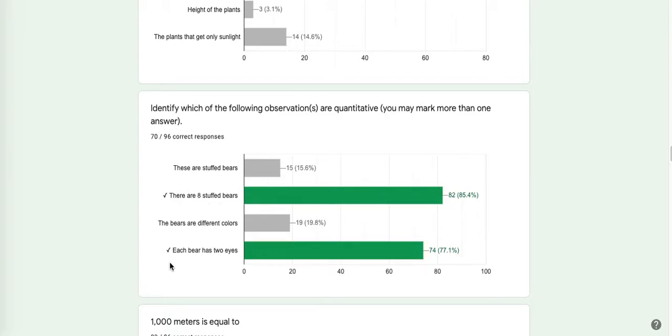There are 8 stuffed bears, and each bear has 2 eyes. Those are the quantitative observations. The other 2 observations are qualitative.